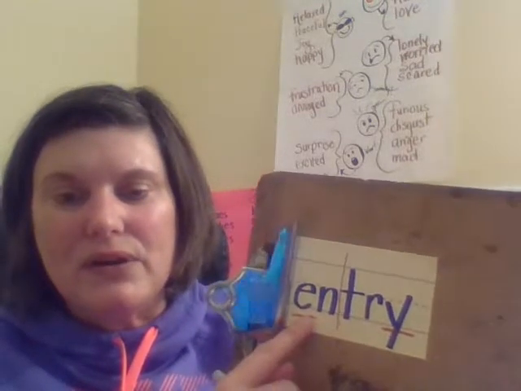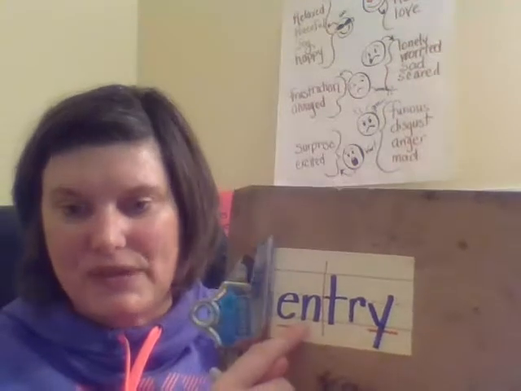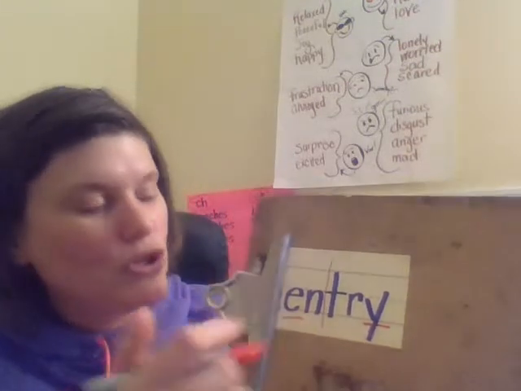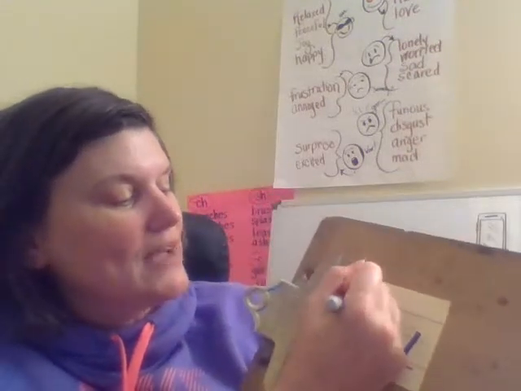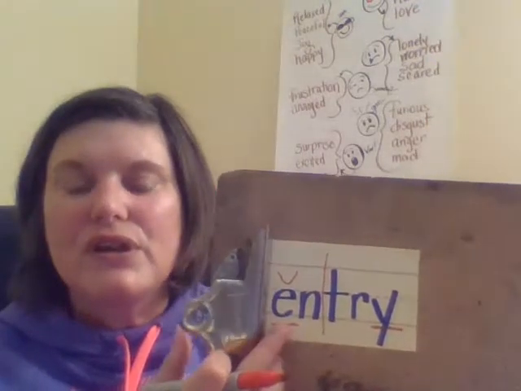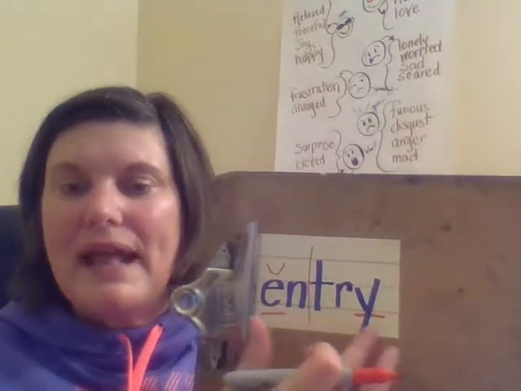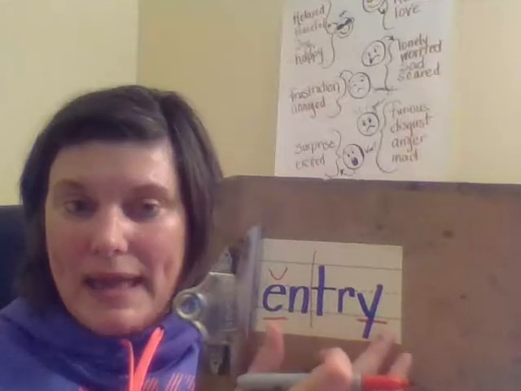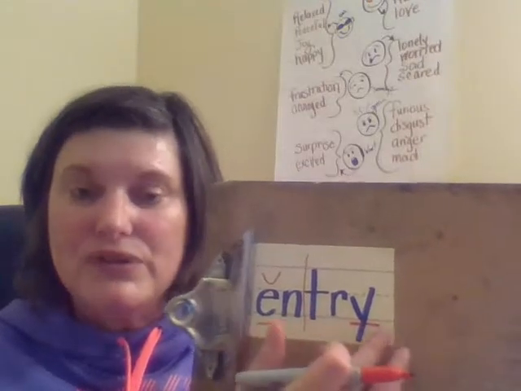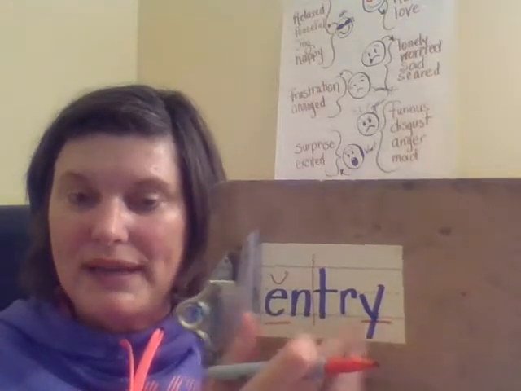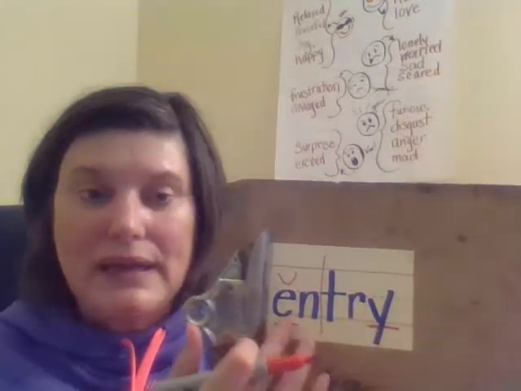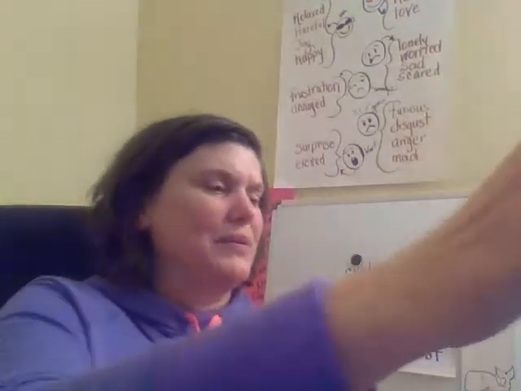So now when I look here, what syllable type is this? That's right, it's a closed syllable. So we have a short vowel sound. So en, and then we know Y at the end of a multisyllabic word says E. So en, tree, entry. Good job.